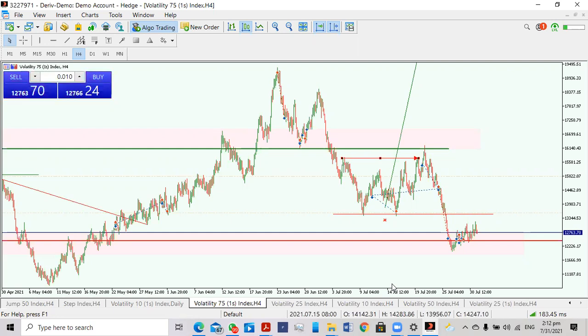Does it work the same in synthetics? Yes. You said something about 100. Do you use 50s at all? Are 50s valid? No, I don't really use 50.